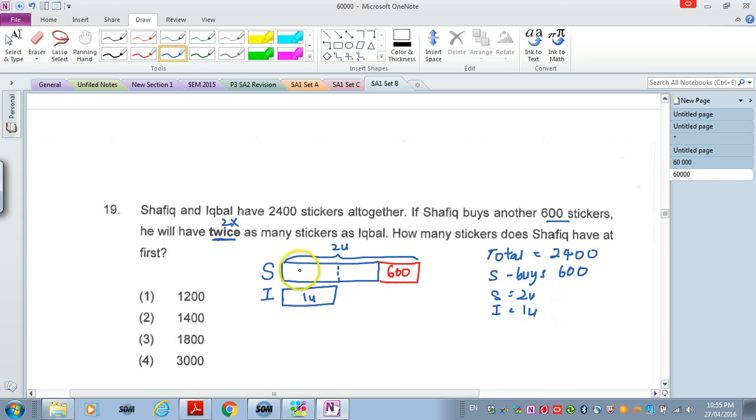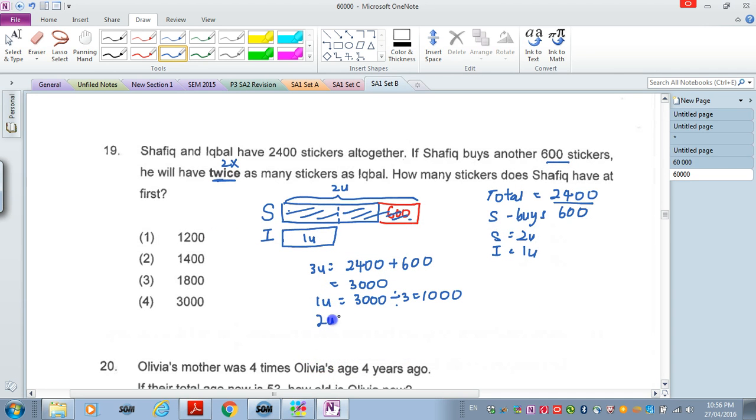So I know that the blue portion is 2,400, the red portion is 600. So 2 units plus 1 unit would be 3 units, which is my 2,400 plus my 600, a total of 3,000. Therefore, 1 unit will be 3,000 divided by 3, which is 1,000. So Shafiq is 2 units, which is 2,000. Let's answer the question. How many stickers does Shafiq have at first? At first is the blue portion, so together with the 600 that he bought, he would have 2,000. So at first he would take 2,000 minus 600. Answer is 1,400. So it's option number 2.